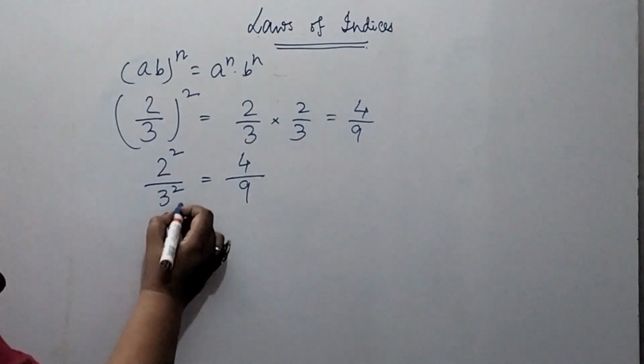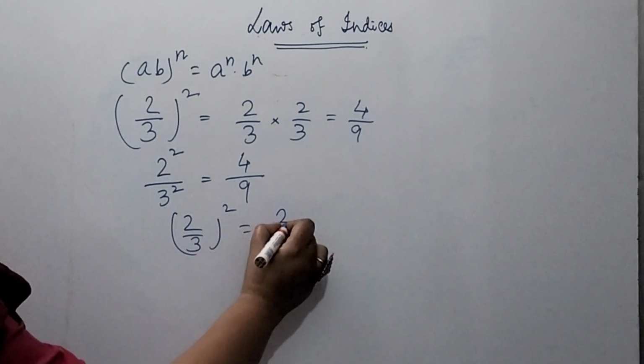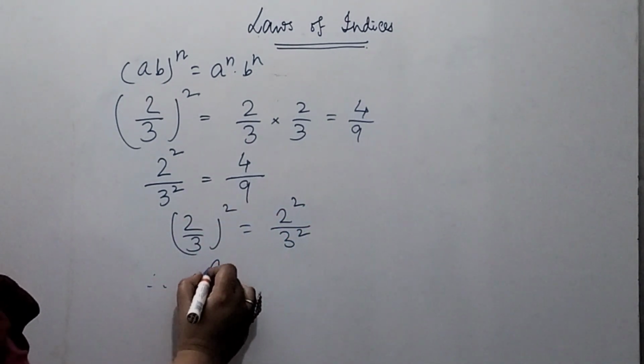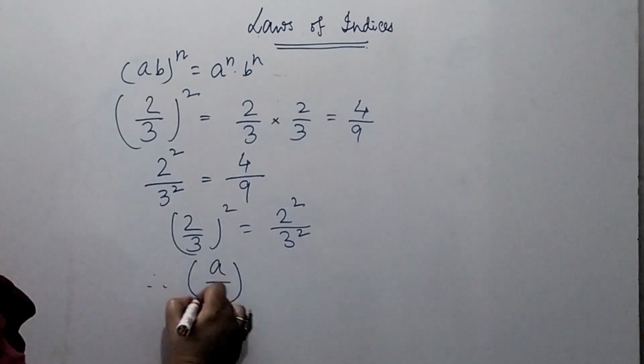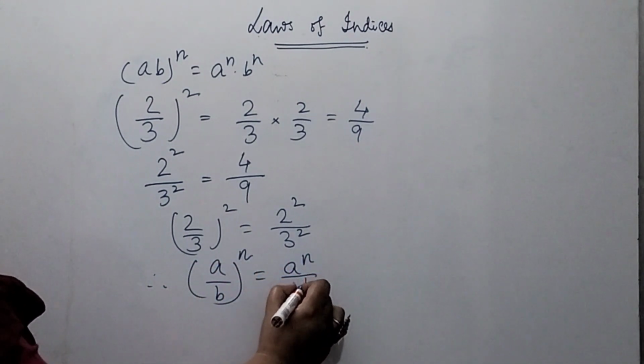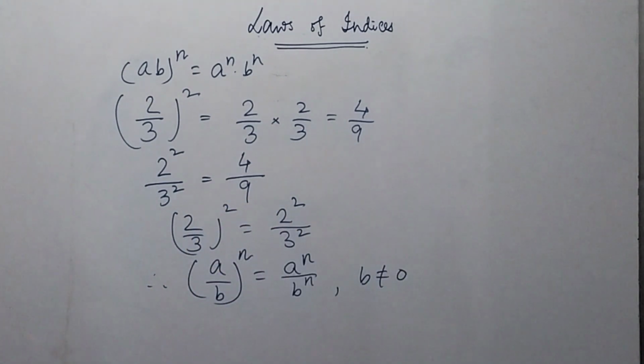So we can write (2/3)^2 equals 2^2 / 3^2. In the general form, we can write (a/b)^n equals a^n / b^n, and here b is obviously considered to be not 0. So this is another very useful law of indices.